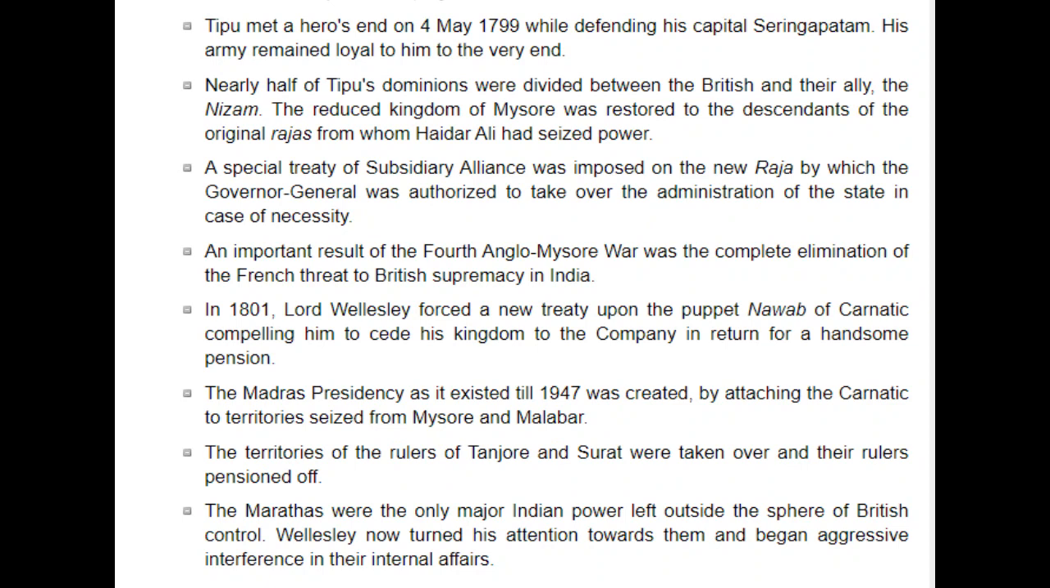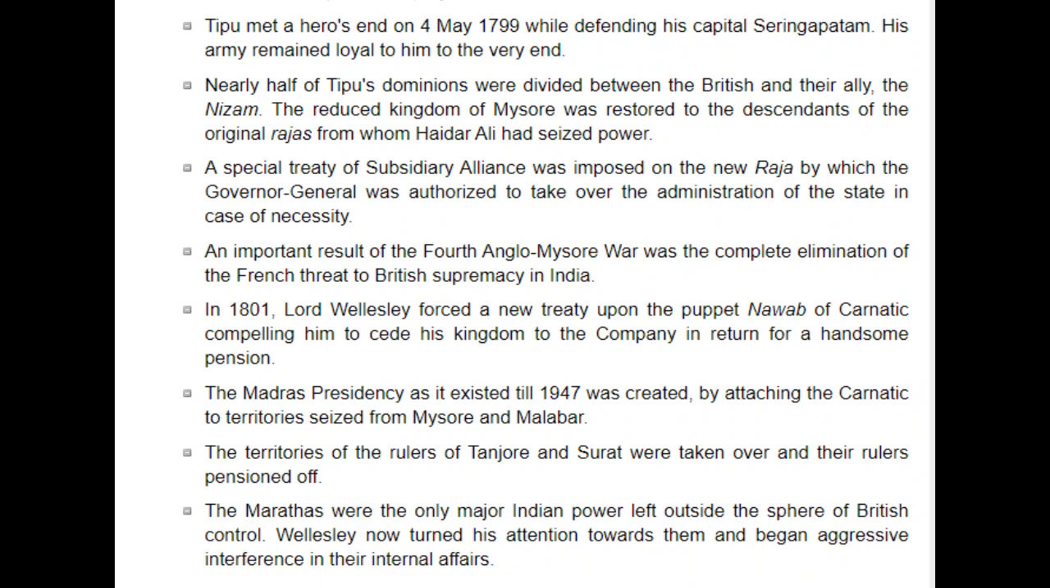In 1801, Lord Wellesley forced a new treaty upon the puppet Nawab of Carnatic, compelling him to cede his kingdom to the company in return for a handsome pension. So he said, I will give you a pension, I will give you money as long as you live for all your expenses. So he had to hand over his kingdom to the company.